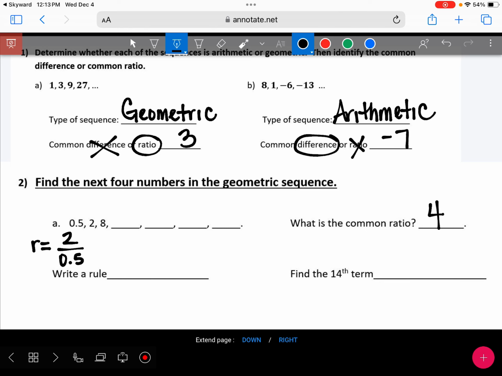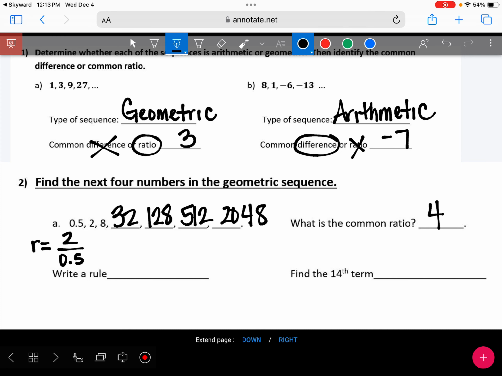So let's go ahead and find the next 4 numbers. So we got 0.5 times 4 is 2. 2 times 4 is 8. What's 8 times 4? 32. Ooh, 32 times 4, 128. 128 times 4, and 512 times 4. Okay. Notice how for geometric the numbers get big pretty fast because it's exponential. It has an exponent, so it rises.